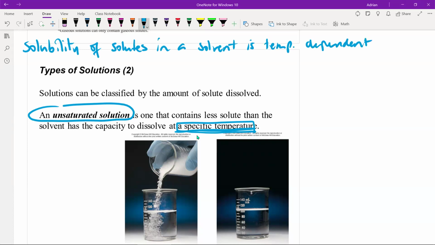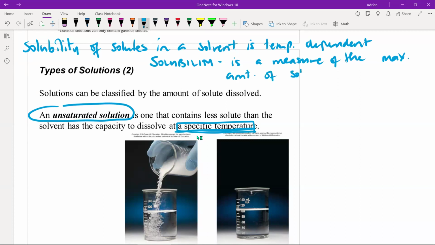So when we talk about solubility, that term itself is a measure of the maximum amount of solute that can dissolve in a given amount of solvent at a particular temperature.